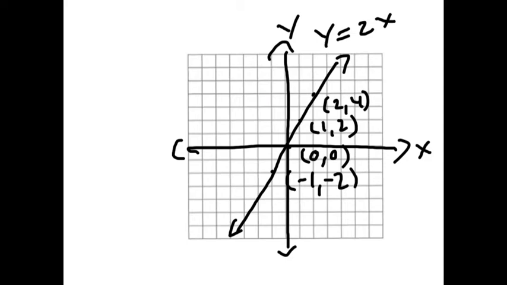So here are the points plotted from the XY chart of y equals 2x. What you've noticed is I've labeled these points, which you don't have to do, but what you do have to do is label the line. Most of the time we label the line by writing it right on the line, but you could also write it right above the line.